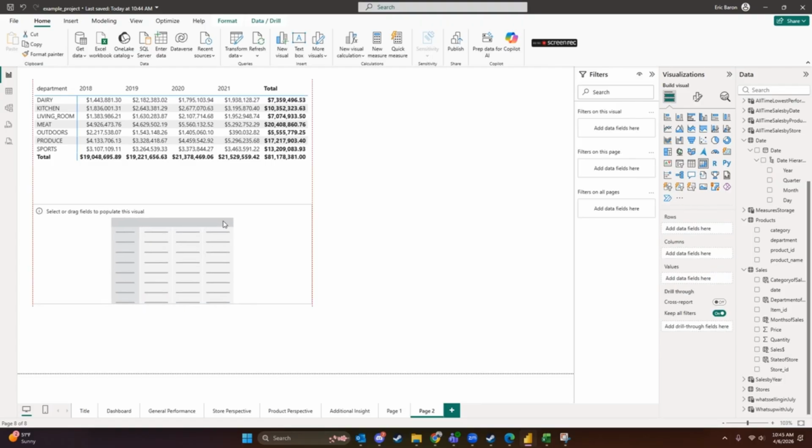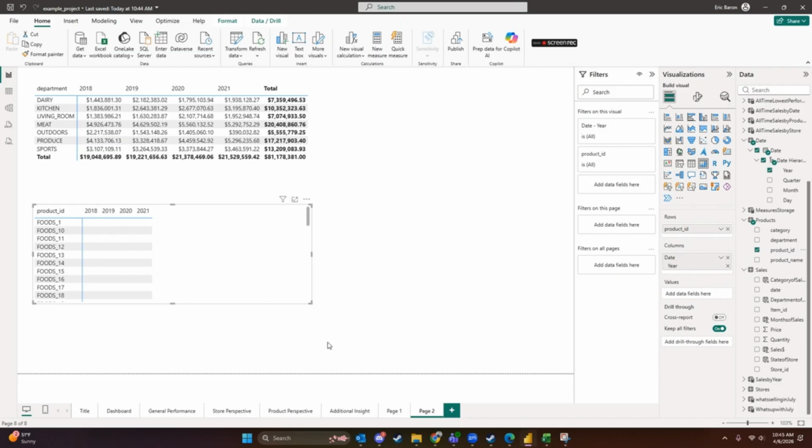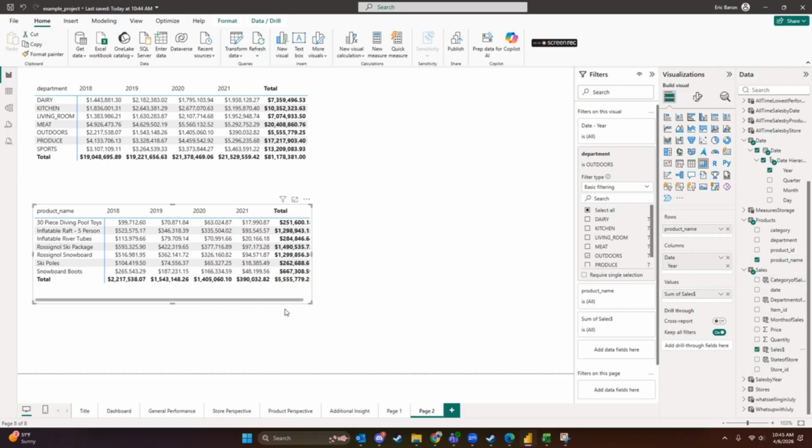Let's add another matrix. We're going to have the same year, and this time on product. I want the products. I want specific products. And I'm going to limit, actually, I don't want the ID. I want the product name. And I want to limit the filters on this visual. I want just outdoor products. There we go. And I want to see their sales.